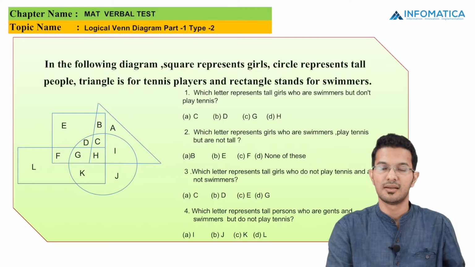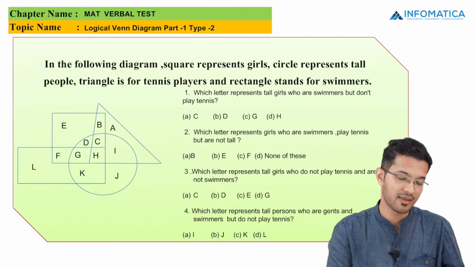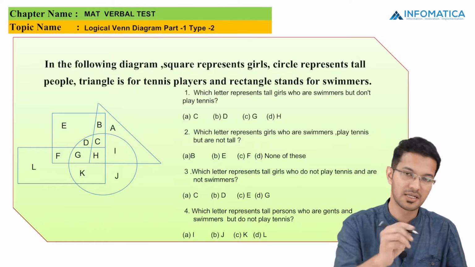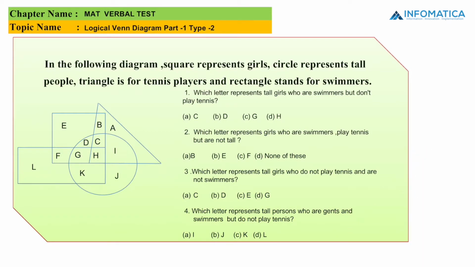Moving on to the next MCQ. It says, in the following diagram, square represents girls. I'll just write it down as it is. Square is representing girls. Circle represents tall people. Triangle is for tennis players. And rectangle stands for swimmers.